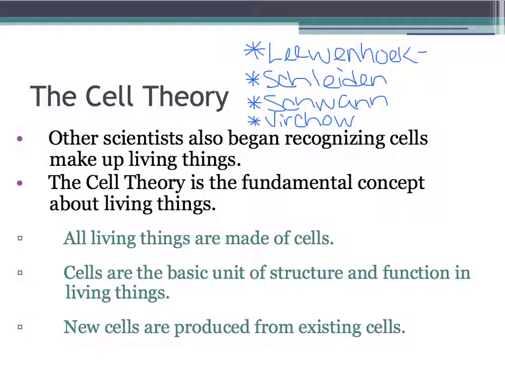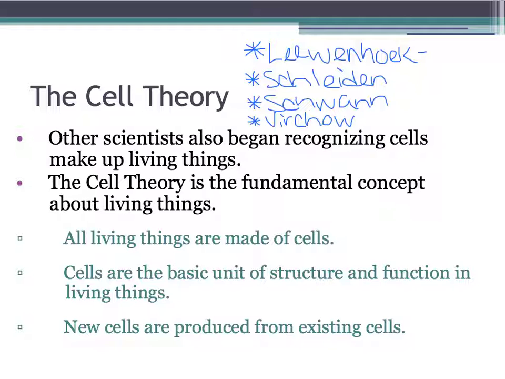Then you have a German botanist, Matthias Schleiden, and he concluded that plants were made up of cells. So he looked at different plants and decided that they were all made up of cells. Then you had Theodor Schwann, who looked at animals and figured out that all the animals were made out of cells. And the last one on our list was Rudolf Virchow, a German physician, who looked at these cells and figured out that they could be produced only from the division of existing cells.